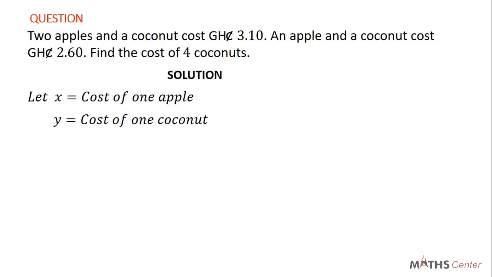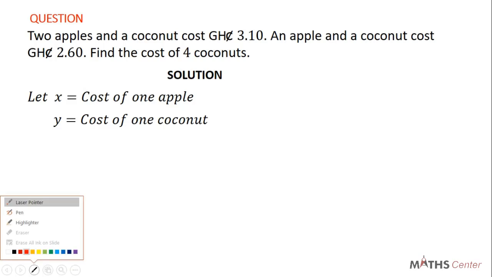So let's read the question again. 2 apples and a coconut cost 3 Ghana cedis 10 pesewas. We now know that the cost of 1 coconut is x.